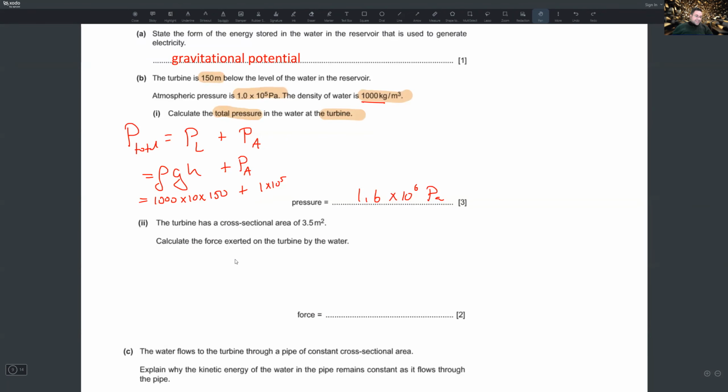The turbine has an area of 3.5 meters squared. Calculate the force exerted on the turbine by the water. We already found the total pressure. He gave me the area and he wants the force. Pressure is force over area.